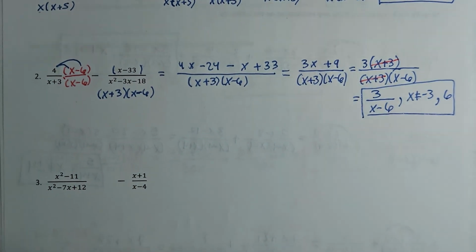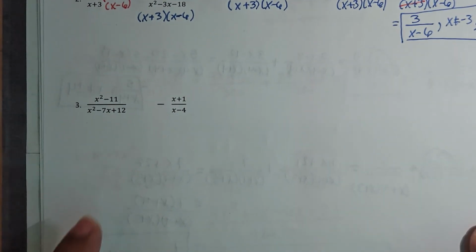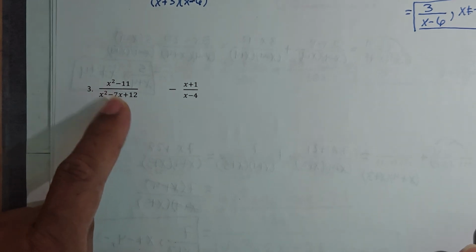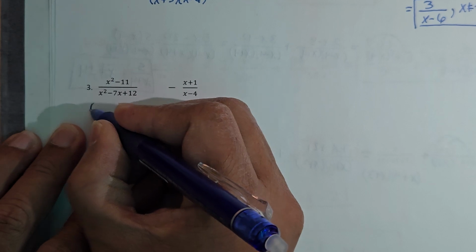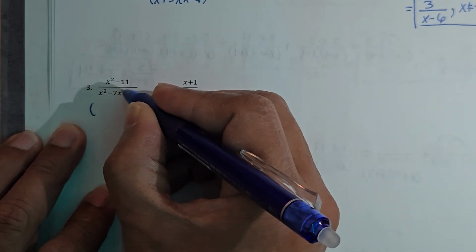So that's example number 2. For example number 3, same idea. We need to factor out this quadratic trinomial. So then we need to find the multiples of positive 12 that when we add them, they add to a negative 6.